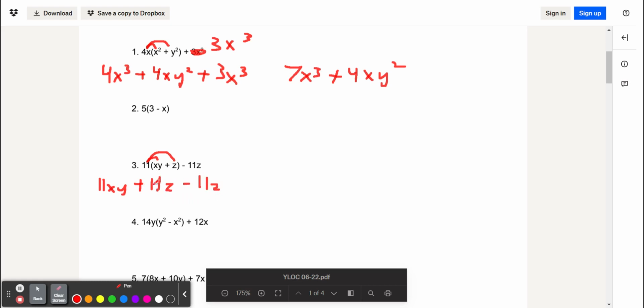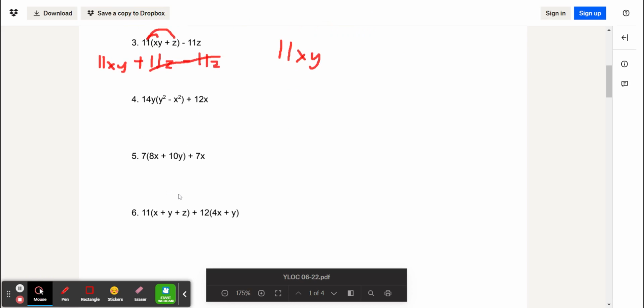And you might be able to see that 11z minus 11z, well, those two are the same, except they have opposite signs, so they'll cancel out. Meaning we're left with 11xy. So 11xy is our final answer.